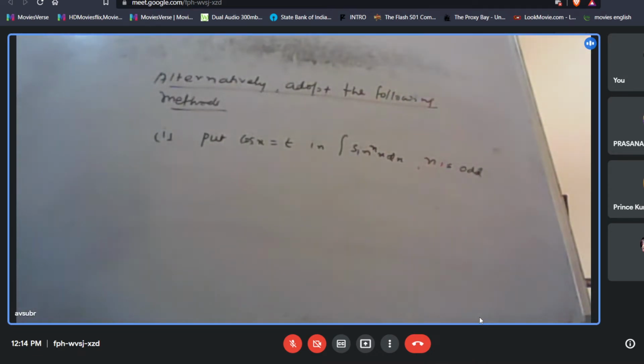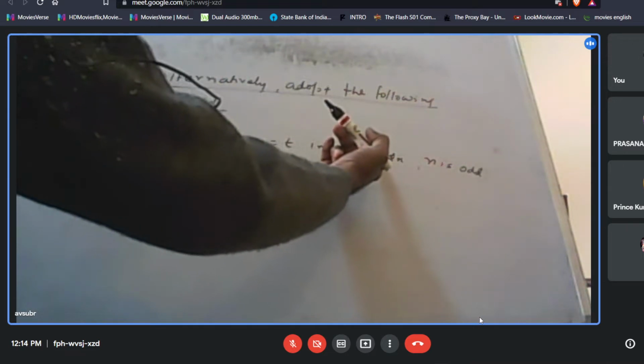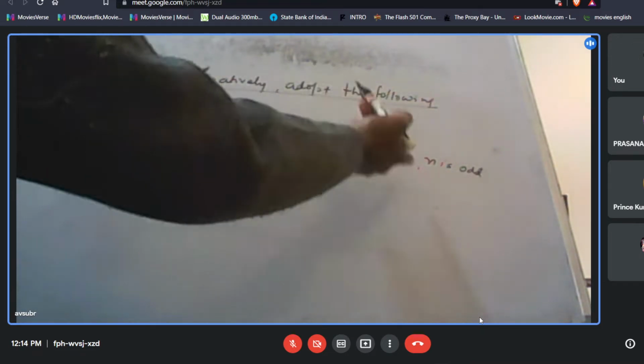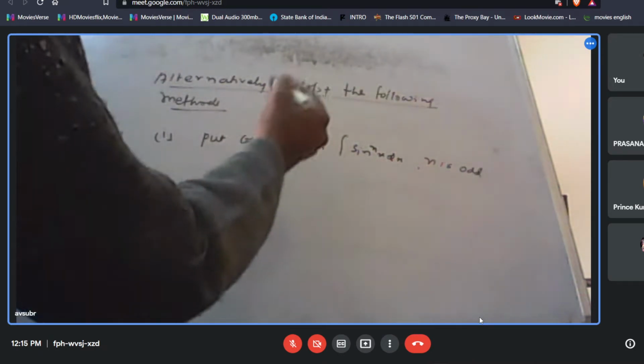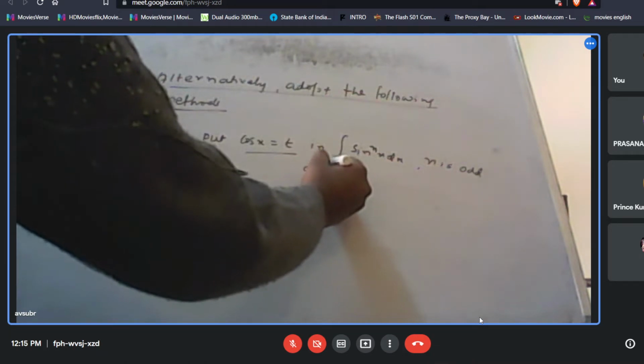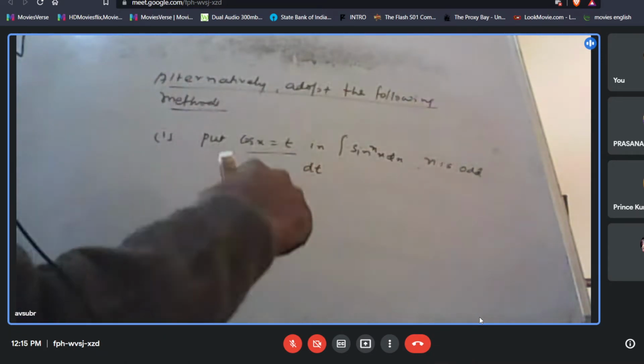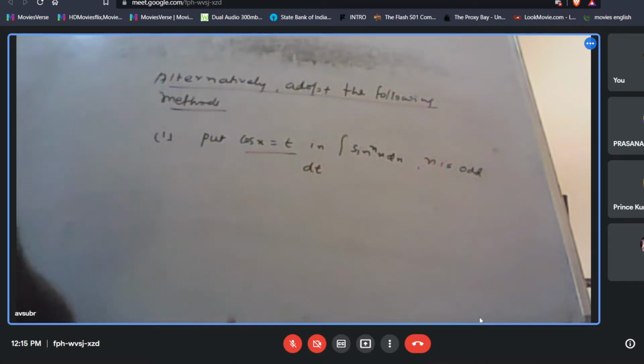When n is odd means, suppose it is 3, 5, 7, like that. Then you can put cos x equal to t. Then this integration will be solved in dt. And then once again you can put back the value of t equal to cos x. So you will get the same formula that we obtained earlier.